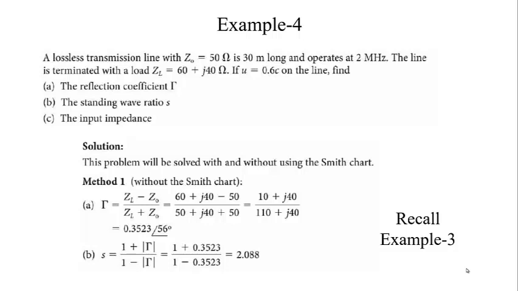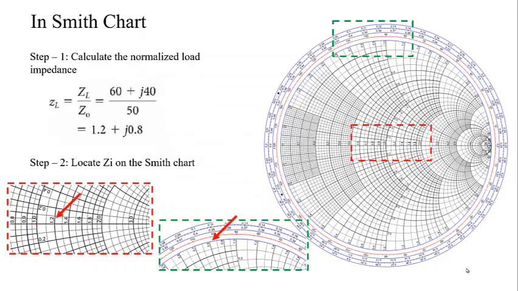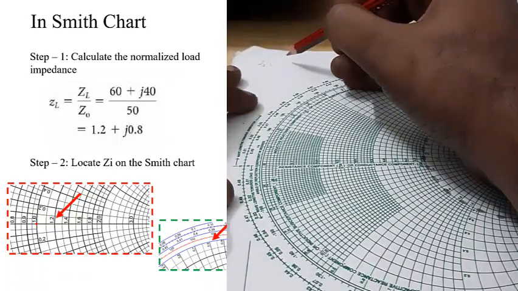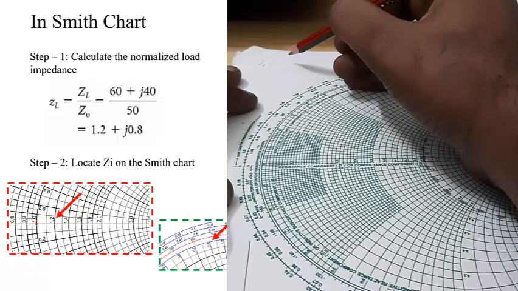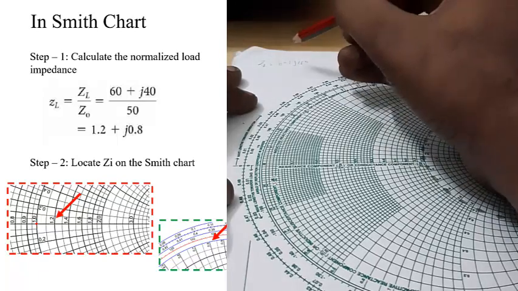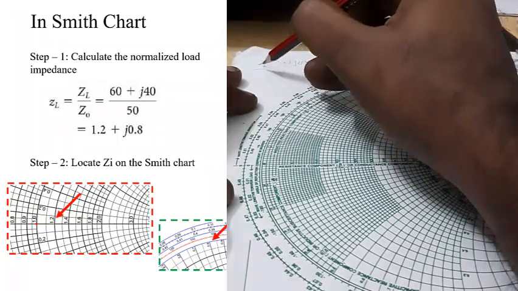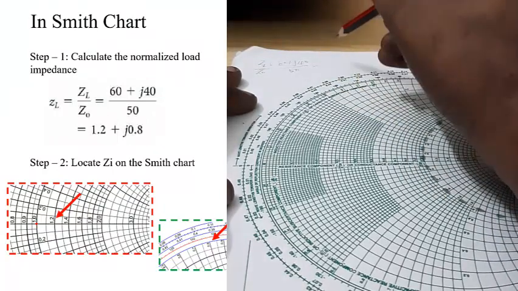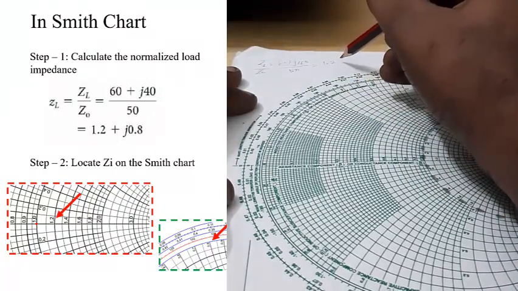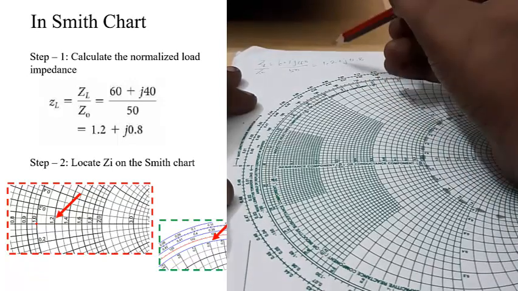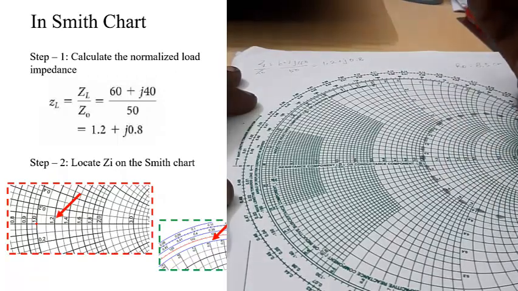First, we are actually going to place the impedance. So first we have to write the ZL value. The ZL value is nothing but 60 plus j40, and we are going to divide this by Z0, which is nothing but 50 ohm. Then we get the value of 1.2 plus j0.8. So this 1.2 and 0.8 we have to map in the Smith chart.